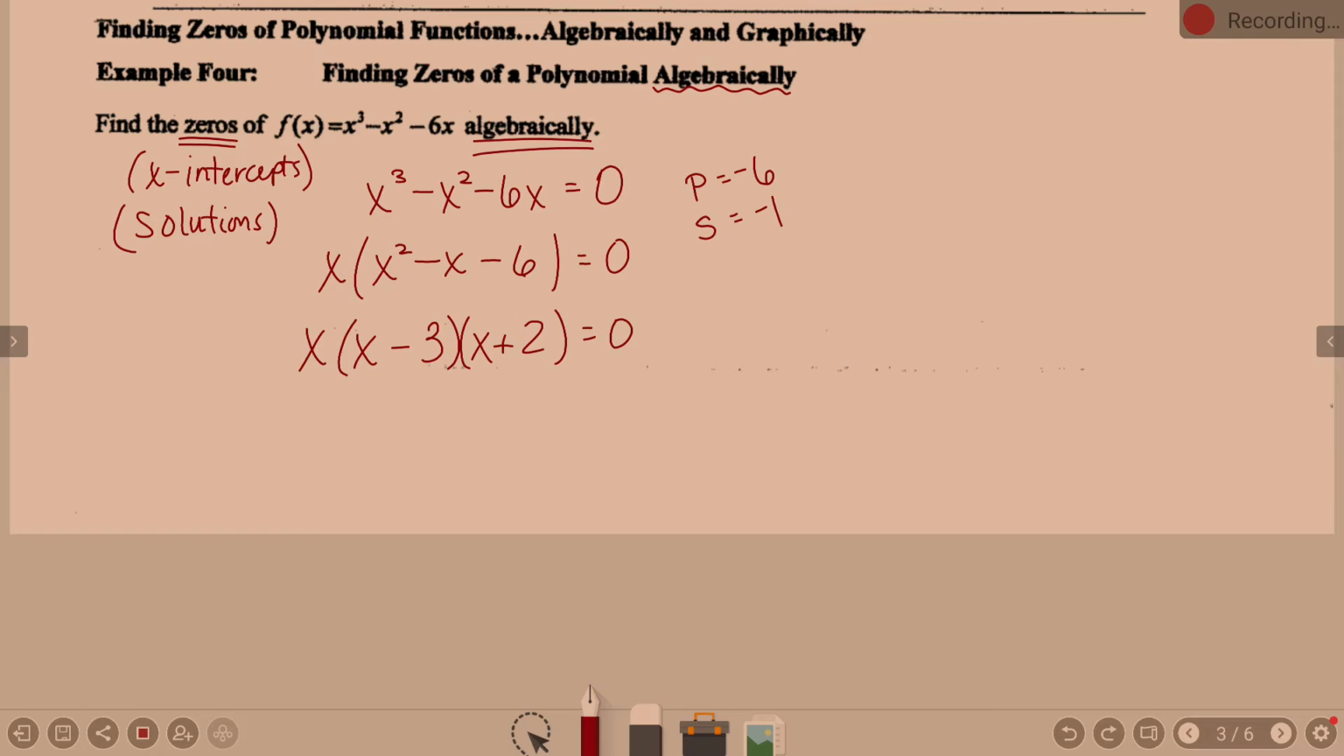Okay, we're going to set each part equal to 0. How many parts am I setting equal to 0? 3. So we're going to set x equal to 0, x minus 3 equal to 0, and x plus 2 equal to 0. What are my solutions going to be? Good answer. 0, 3, and -2.